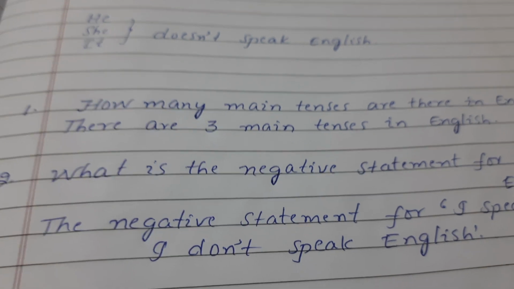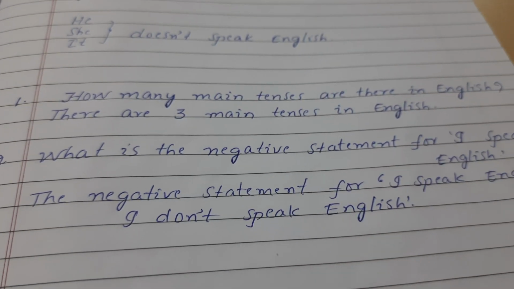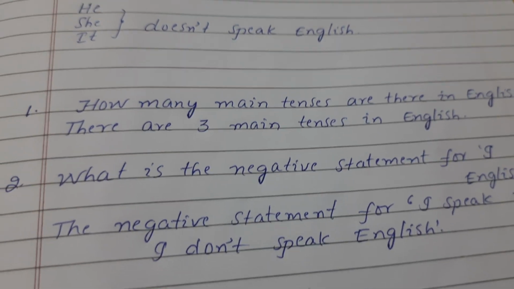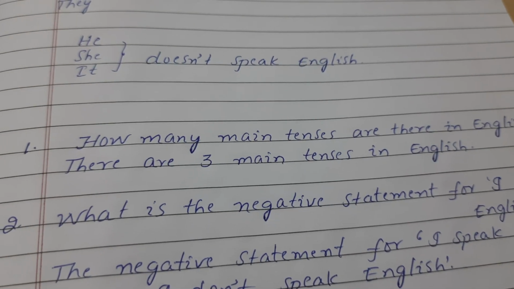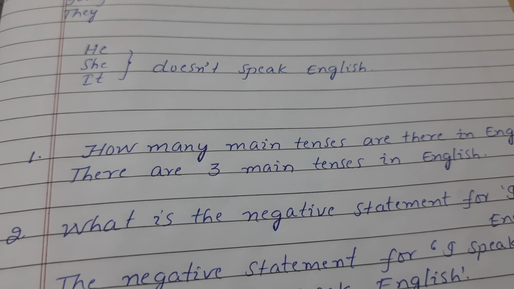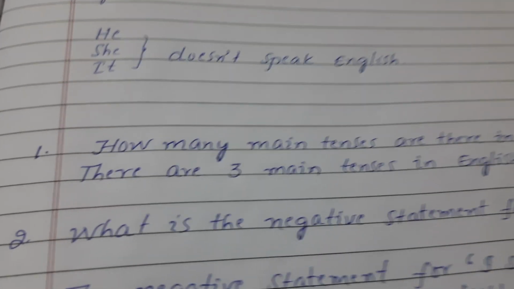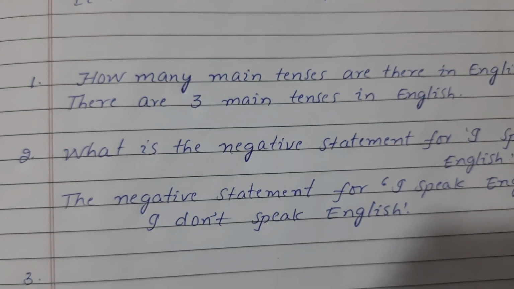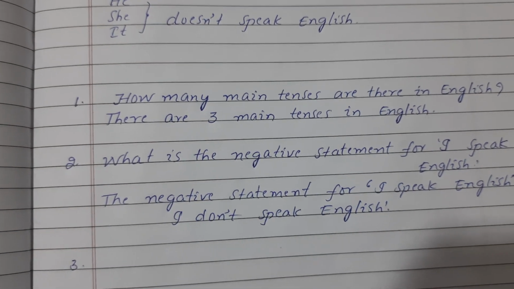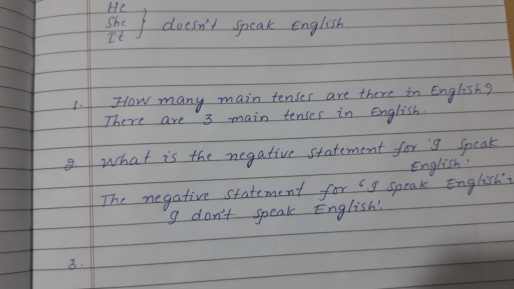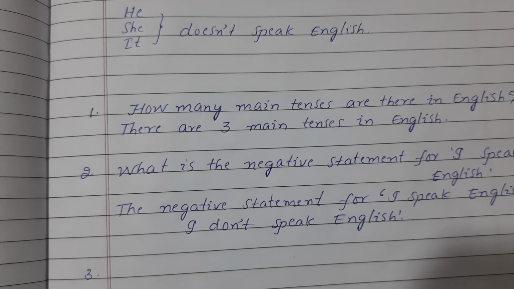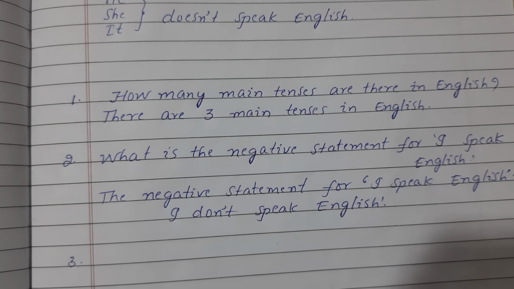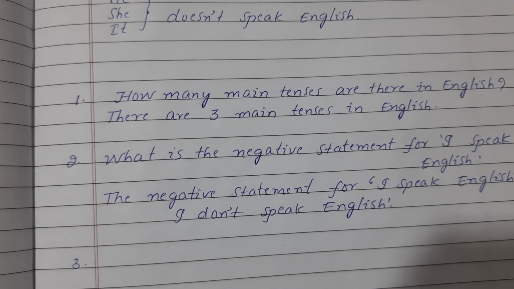Now, let us see what we have learned in this class. How many main tenses are there in English? What is the question? How many main tenses are there in English? There are 3 main tenses in English. What is the negative statement for I speak English? The negative statement for I speak English is I don't speak English.